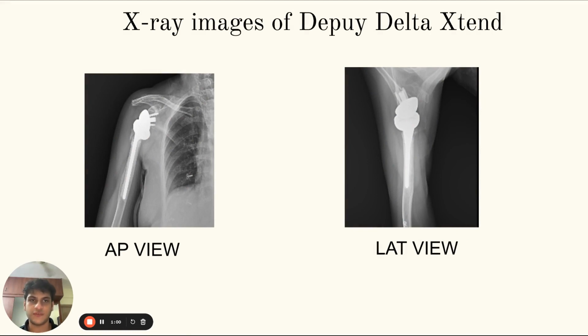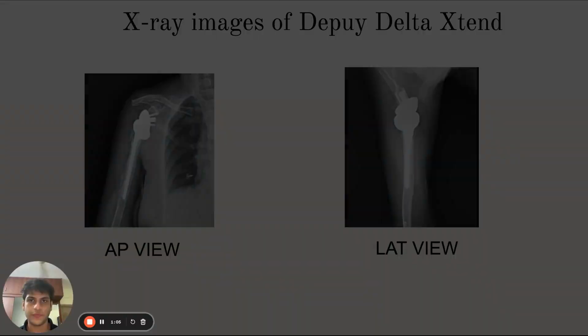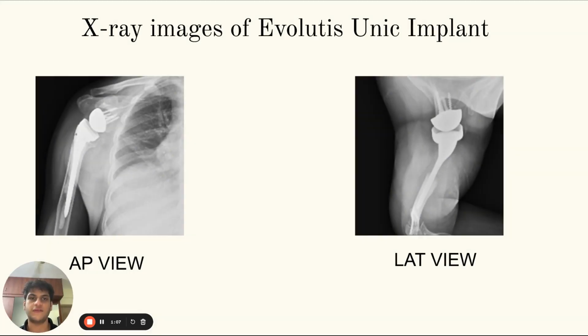Here are the X-ray images of the DePuy Delta implant. On the left is the AP view, on the right is the lat view. And here are the X-ray images of the Evolutis Unique implant. On the left is the AP view, and on the right is the lat view.